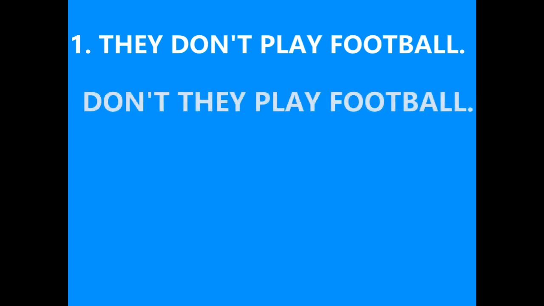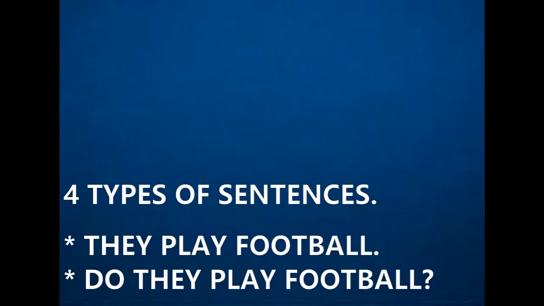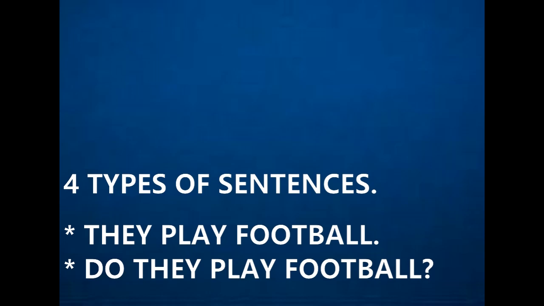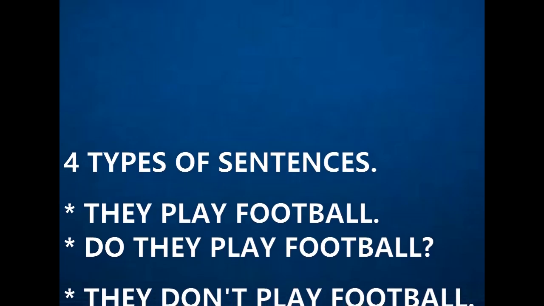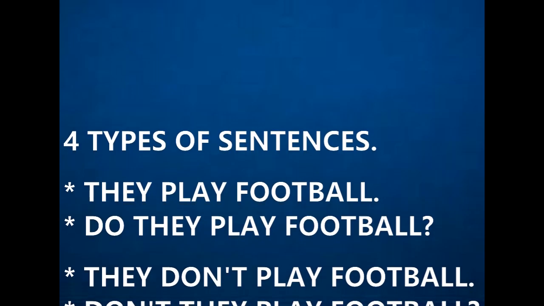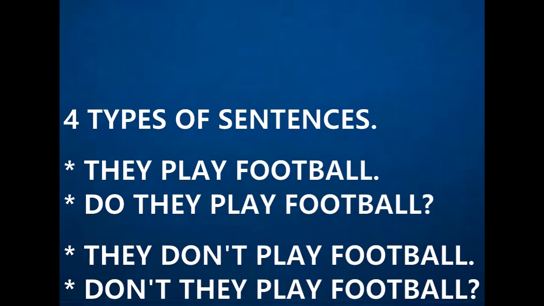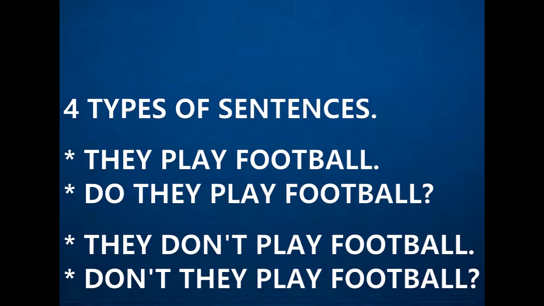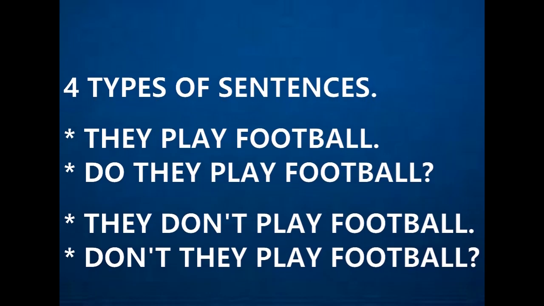Now we got 4 types of sentences. Listen, first one is the positive statement: they play football. We made the question for that: do they play football? Now we made the negative: they don't play football. And we formed the negative question: don't they play football? So you got 4 types of sentences. You have to practice like this with different examples.